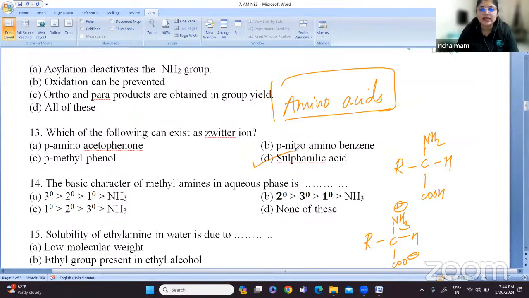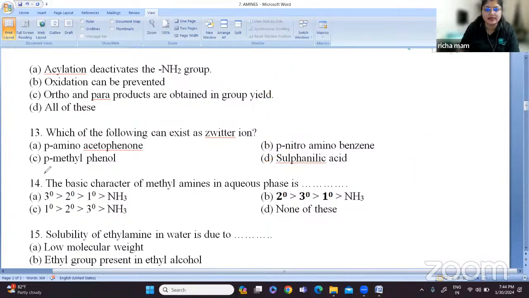So it is, and also sulfanic acid. Okay, sulfanic acid also can exhibit as a Zwitter ion. So the answer is D.